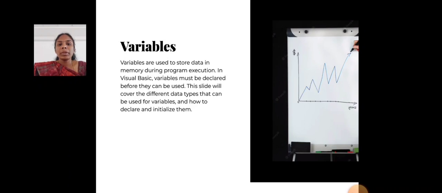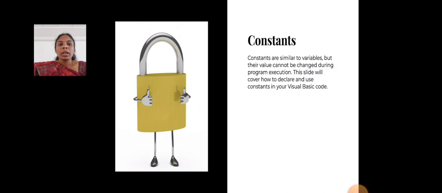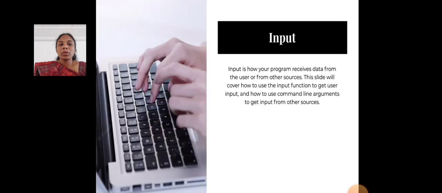Variables are used to store data in memory during program execution. In visual programming, variables must be declared before they can be used. This slide will cover the different data types that can be used for variables and how to declare and initialize them. Constants. Constants are similar to variables, but their value cannot be changed during program execution. These slides will cover how to declare and use constants in your Visual Basic code.